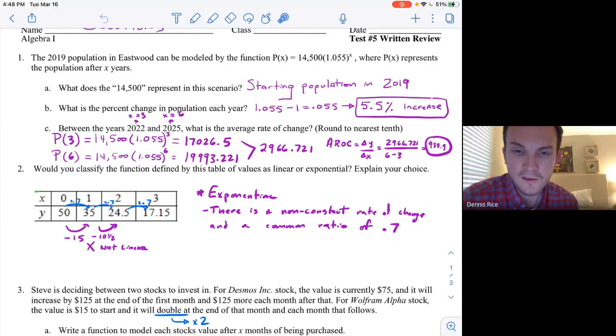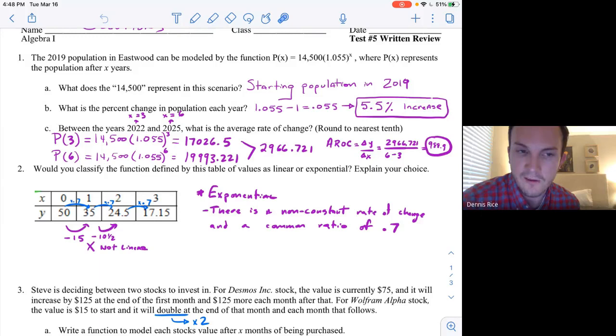To find the delta Y, that's the tricky part. You have to use your calculator. So you're going to type in a 3. Reason being, 2022 is 3 years from 2019. 2025 is 6 years from 2019. Type it into your calculator. You get those 17,000 and the 19,000 numbers. You're going to find the difference between them, subtracting, just like how you did 6 minus 3. We're going to start in that order. So start with the 19, subtract the 17. That's where 2966 comes from. That divided by 3 is where we get our answer of 988.9.